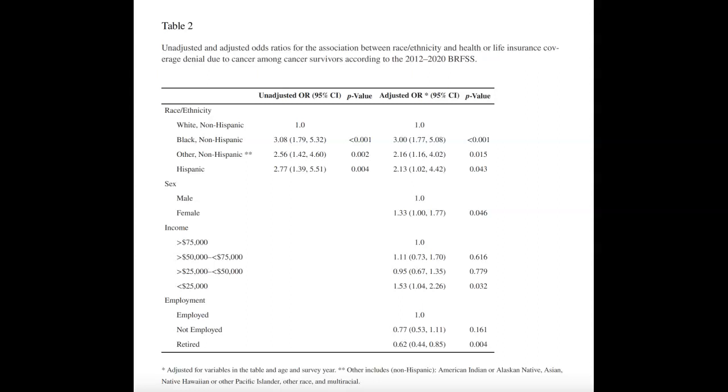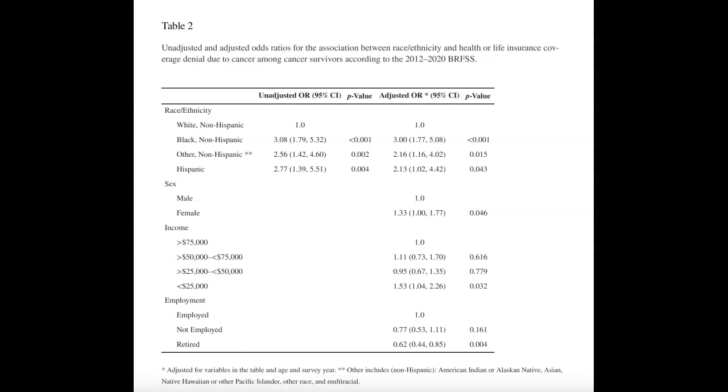After adjusting for those variables, what we see is that we have an adjusted odds ratio of 3.0 for those who identify as Black, non-Hispanic compared to those who are white. In this adjusted analysis, people who identified as other non-Hispanic were 2.16 times as likely to be denied health or life insurance, and those who were Hispanic were 2.13 times as likely to be denied health or life insurance compared to those who were white or non-Hispanic.